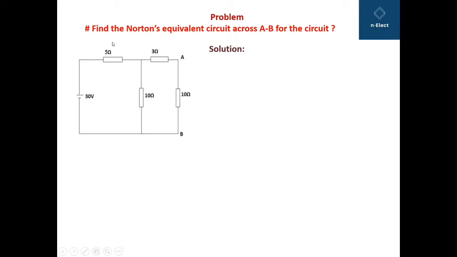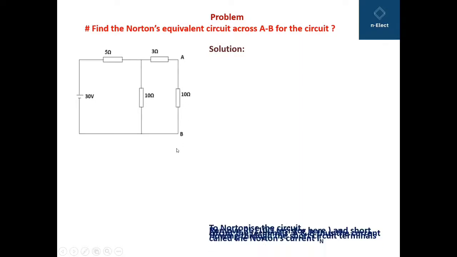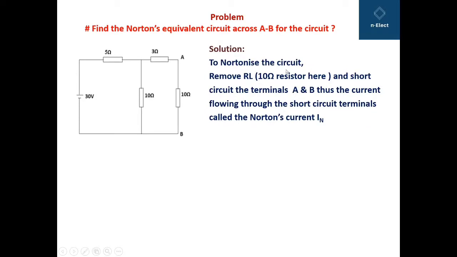So consider the problem. Find the Norton's equivalent circuit across AB, meaning these points A and B, for the given network or circuit. To Nortonize the circuit, remove RL, that is the resistor connected at the output, between points A and B. So we will remove this 10 ohm resistor here, and short circuit the terminals A and B, meaning we connect points A and B directly.